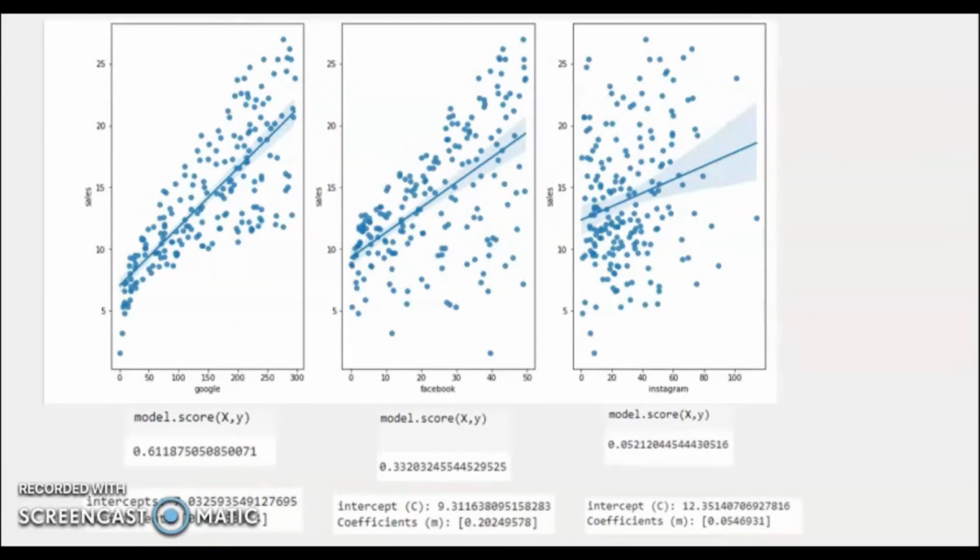The stronger the correlation, the points tend to hug the line, as shown by Google. Weaker correlation, the points tend to spread out, shown by Facebook. Instagram has very weak correlation. Next, coefficient is the slope of the line. Positive slope means when we increase spending, sales increase. Negative coefficient or slope means when we increase the spending, sales drop.